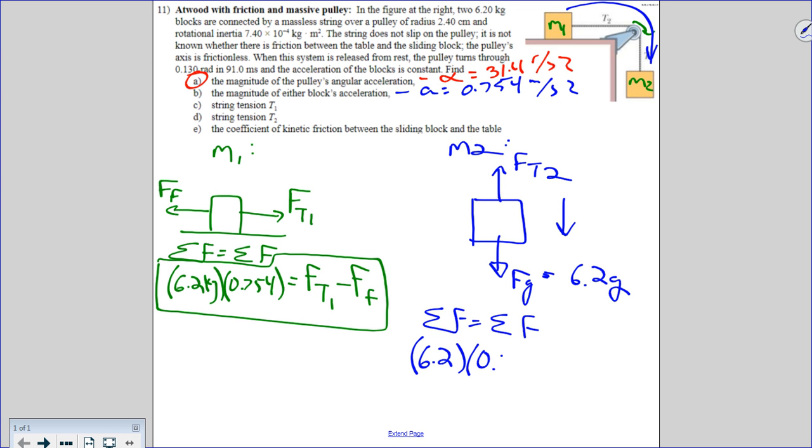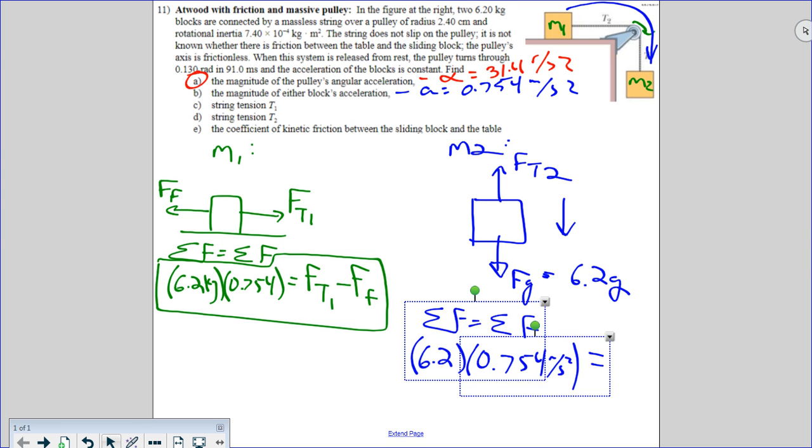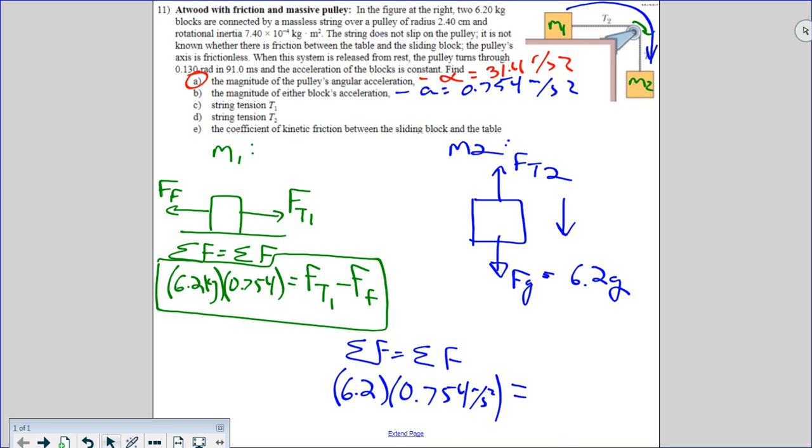So 6.2 times 0.754 meters per second squared equals our force of gravity, which is 6.2 times 9.8, minus the force of tension. In this system I've made down positive, because both my acceleration and my gravity are downwards.